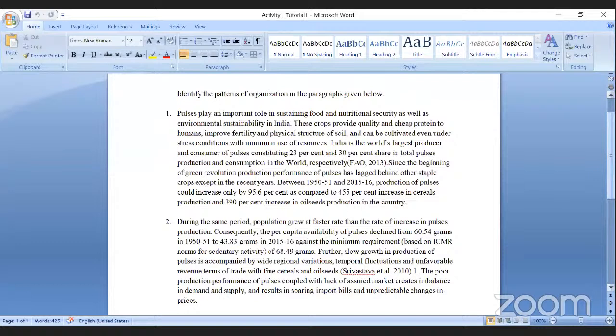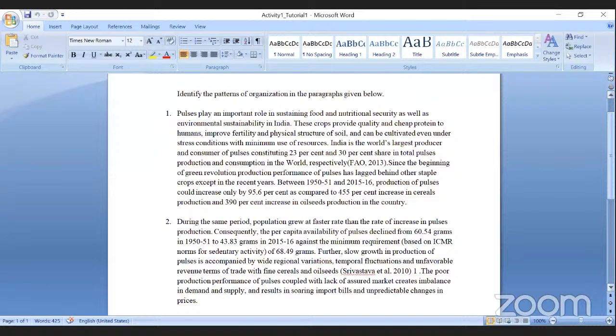So when you're reading, please make sure that you comprehend these things. Yes, what is it? So like in the first sentence, pulses play an important role in sustaining food and nutritional security as well as environmental sustainability in India. It's not about pulses. It's about pulses, but the main point is about the other things.